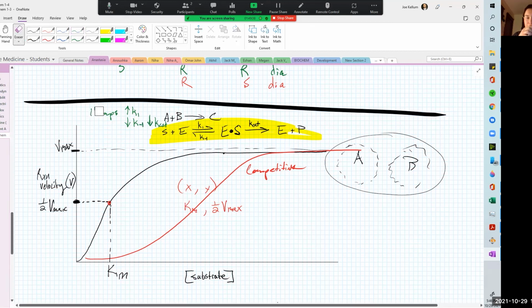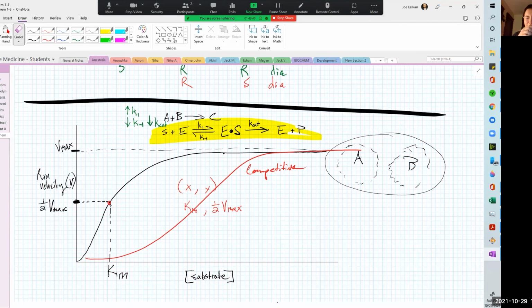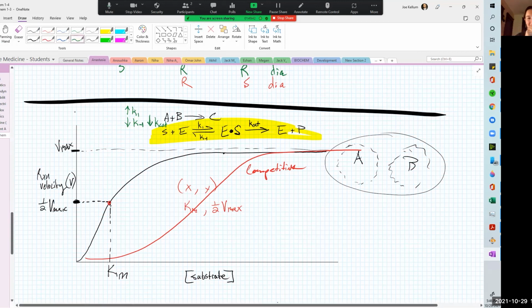It decreases the efficiency. It definitely decreases the efficiency, because it can't finish the job. So overall product made is going down. We're just sticking it here. Right, because if it conformationally changes, then it can't.